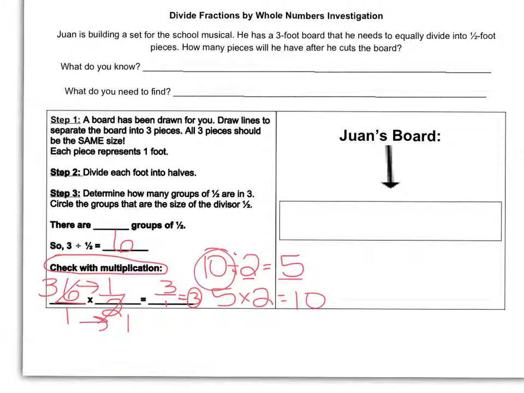So when it says check with multiplication, all that it means is to just check your answer by multiplying and working backward. Hope that helps.